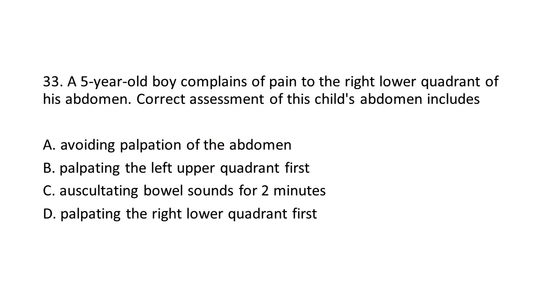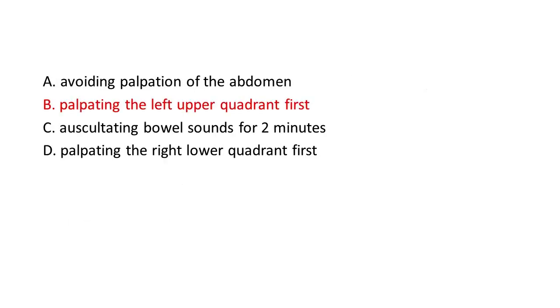33. A 5-year-old boy complains of pain to the right lower quadrant of his abdomen. Correct assessment of this child's abdomen includes A. Avoiding palpation of the abdomen. B. Palpating the left upper quadrant first. C. Auscultating bowel sounds for 2 minutes. D. Palpating the right lower quadrant first. The answer is B. Palpating the left upper quadrant first.